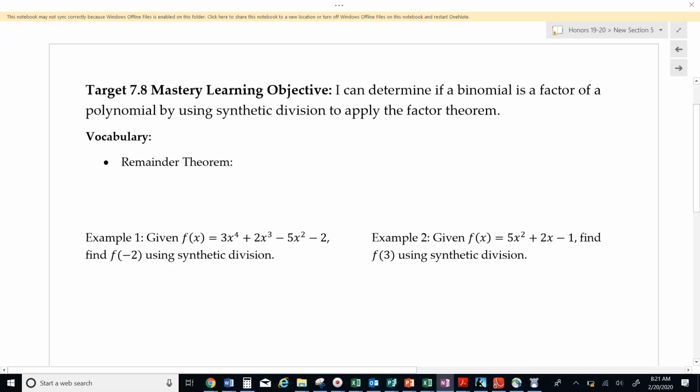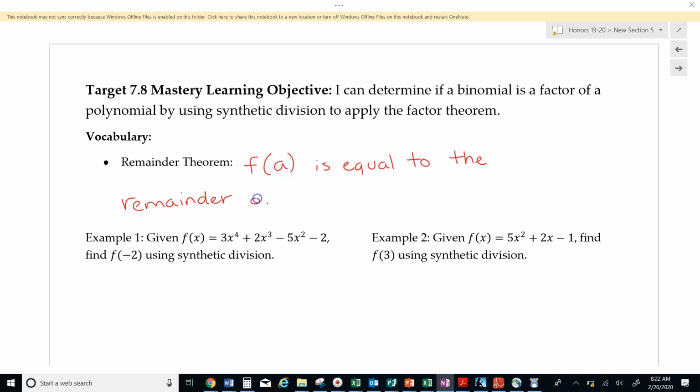which is the remainder theorem. And the remainder theorem says f of a is equal to the remainder of f of x divided by x minus a. Alright?